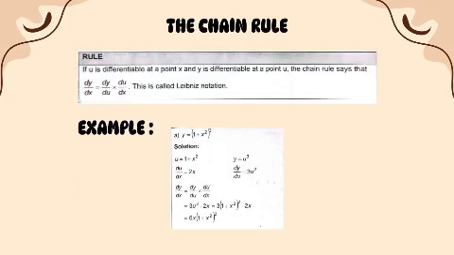And here, the fourth technique of differentiation, the chain rule. The chain rule is, if u is differentiable at a point x and y is differentiable at point u, the chain rule says that dy/dx = dy/du multiplied by du/dx. This is called Leibniz notation, and here is the example of the chain rule.